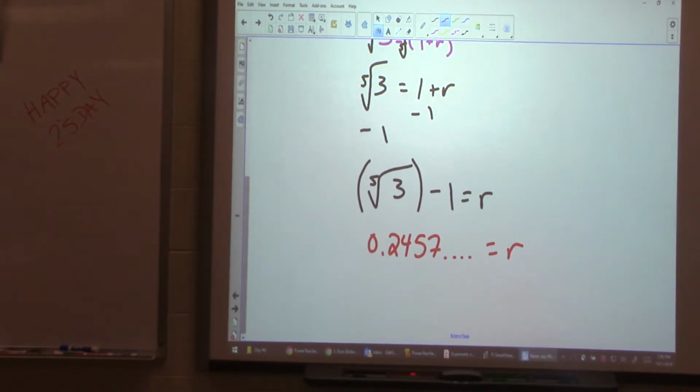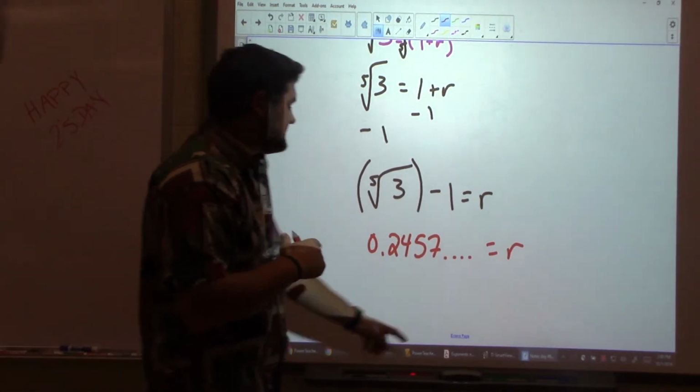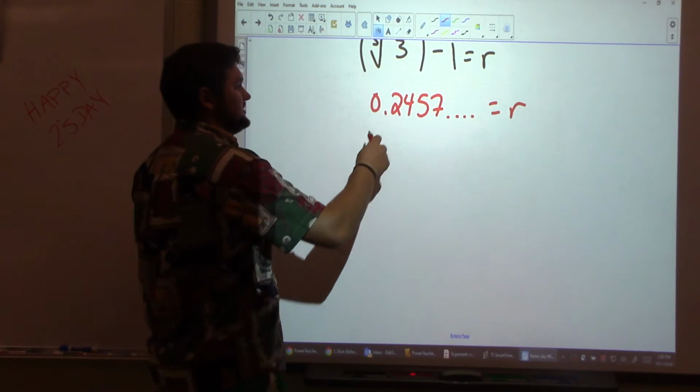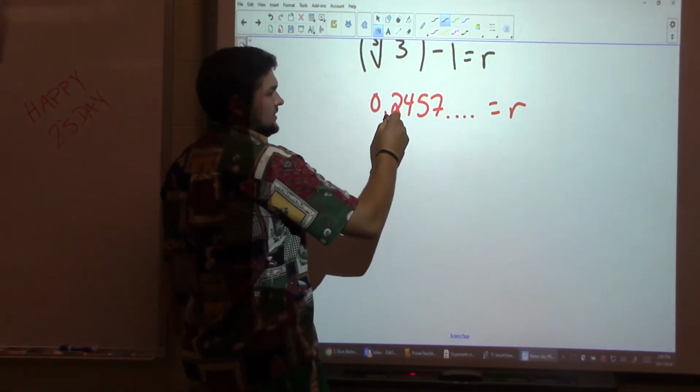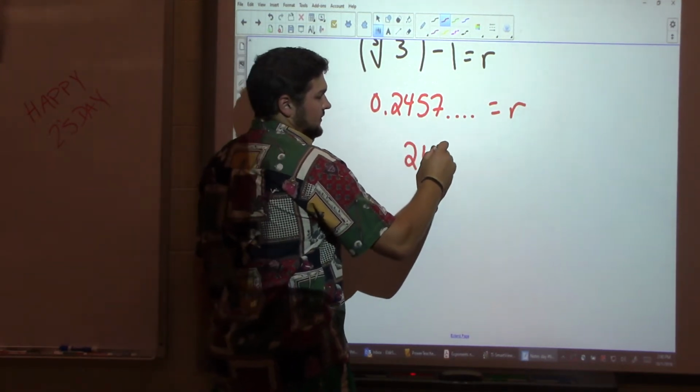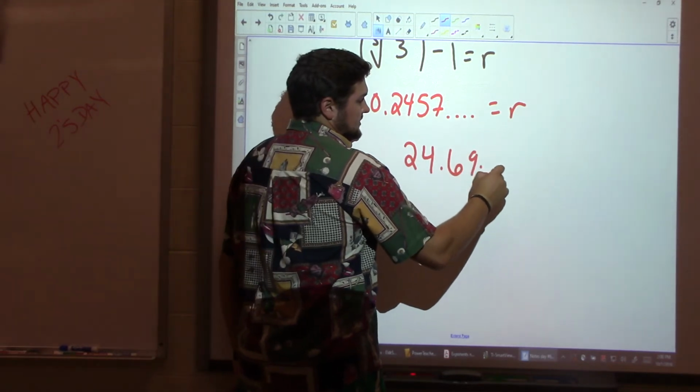If we've been talking about rates this whole time, have they been giving us decimals? No. So should we answer in a decimal? No. So I need to change to percent. I'm going to round to, let's say, the 10th place. Move the decimal 2 spots, I should get 24.6%.